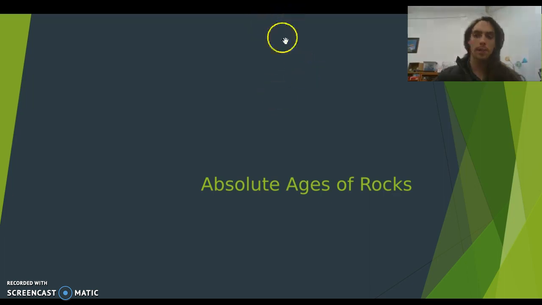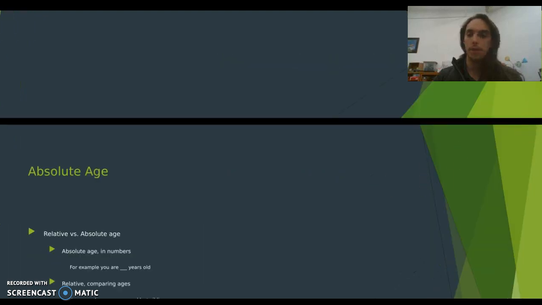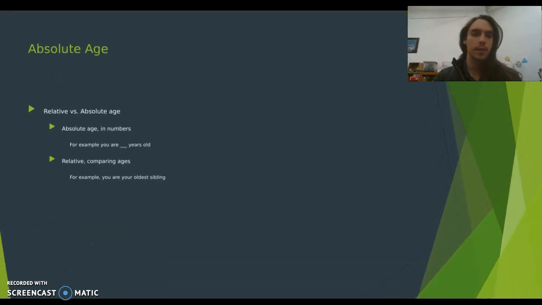So this unit is going to be the absolute ages of rocks. Our previous unit was the relative age, so we're going to go and kind of tell you the difference between both of those. So relative versus absolute age.